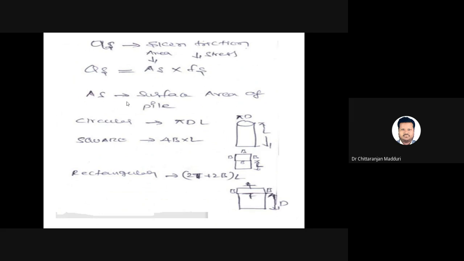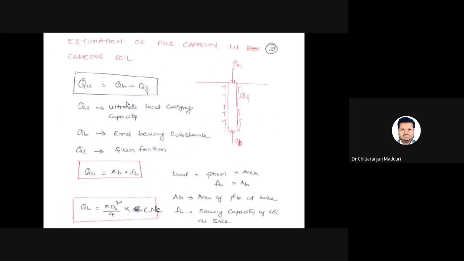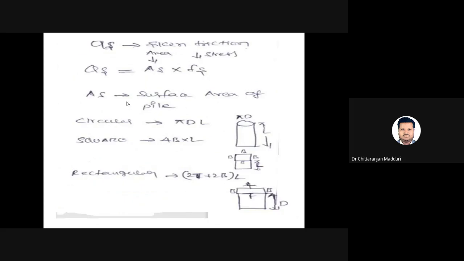Next is Qs, the second term. Qs is the skin friction. Here also it is the load taken by skin friction. So load equals area into pressure. Area equals the surface area of the pile. Here friction develops between the surface of the pile and the surrounding soil. That's why As is known as the surface area of the pile. For circular, it is pi d into L. For square, it is 4b into L. For rectangular, it is 2L plus 2b into L. As is the surface area.